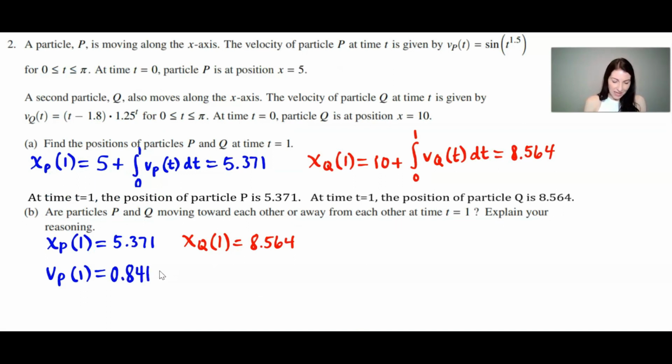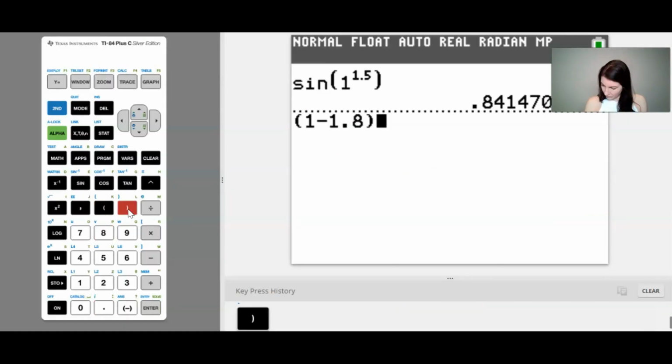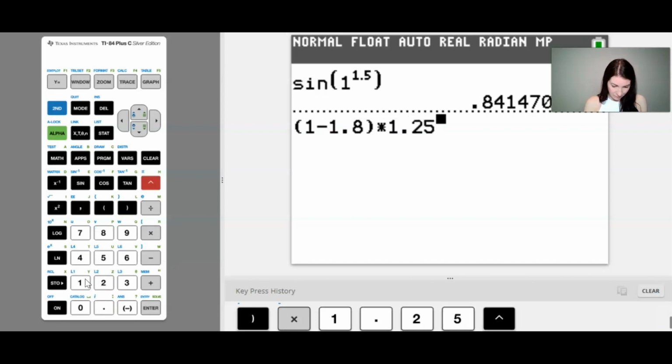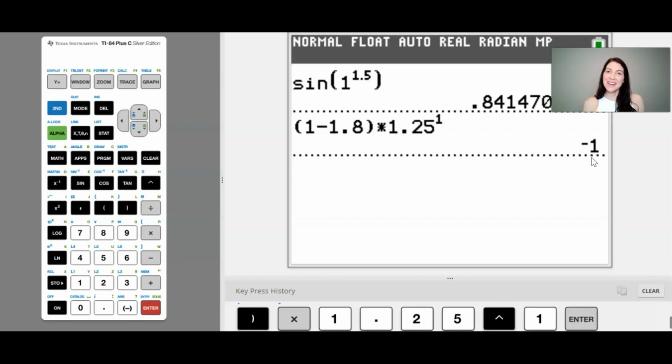Now, because this velocity is greater than 0, I know particle P is going to be moving to the right, and we'll show a little visual of this in just a minute. So the next thing I have to do is evaluate the velocity of particle Q at a time value of 1. Once again, I'm just going to go up to its velocity equation and plug it into my calculator with a time value of 1 to evaluate this. And I get a velocity of -1.